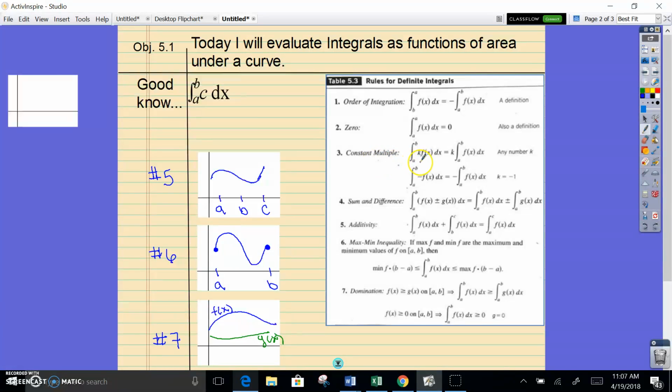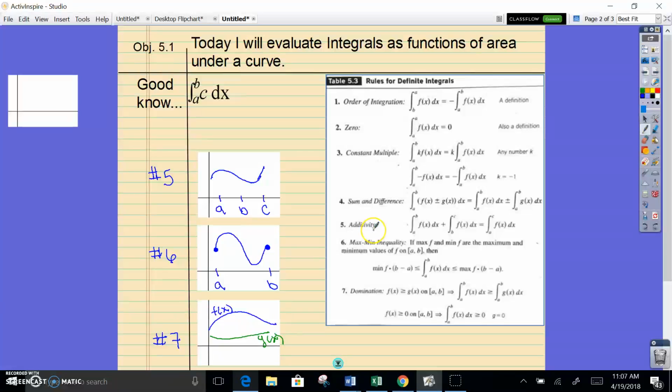The constant multiple is saying that if you take the integral of a function and multiply it by a constant, you can take that constant out and just do the integral of the function and then multiply it by that constant. And the same thing happens with a negative. Sum and difference, if you take the integral of two functions that are added or subtracted, you can take the integral individually of each piece and then add or subtract those areas.